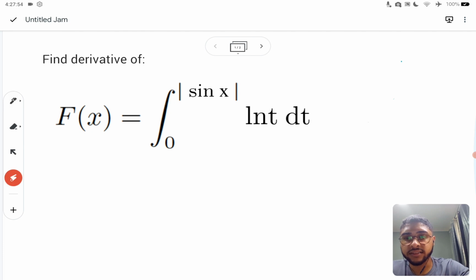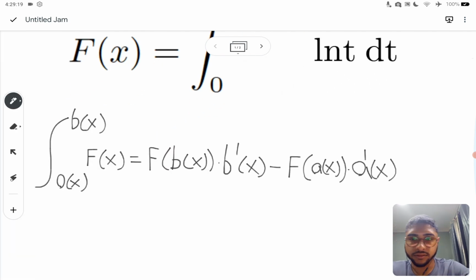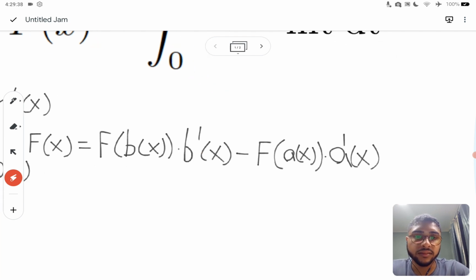To solve this exercise, you need to remember the Leibniz rule, and it tells us something interesting. The derivative of the integral from a(x) to b(x) of the function f is f of b(x), where b(x) is our inner function, times the derivative of b(x), minus f of a(x), and this is our inner function, this is our outer function, times the derivative of a(x).